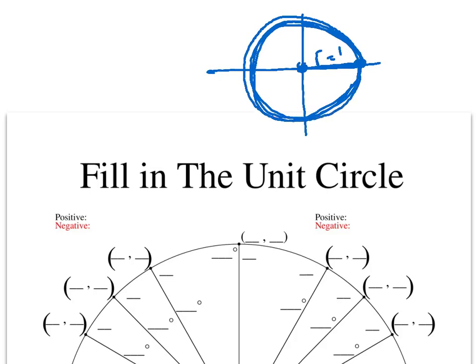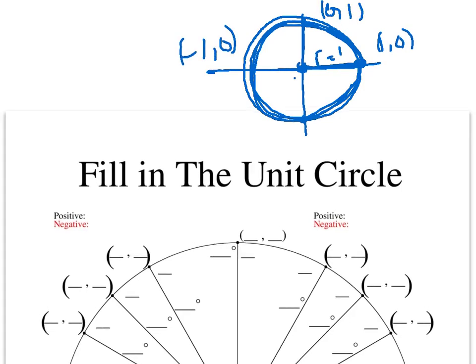So that means that if I go straight to the right 1 unit, I'm at the point 1, 0. If I go straight up, I'm at the point 0, 1. If I go straight to the left, I'm at negative 1, 0. And down here becomes the point 0, negative 1. All right, so using that information, we're going to be able to break this circle up into smaller pieces.